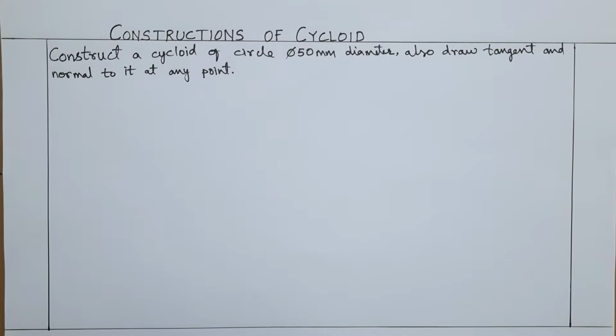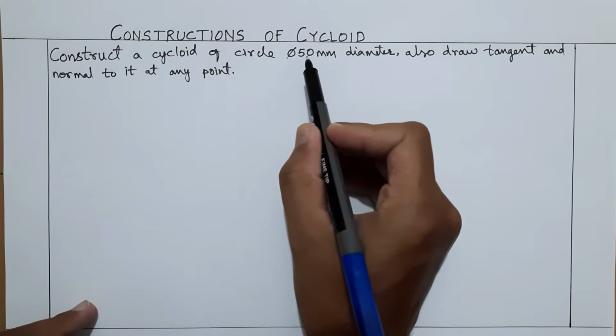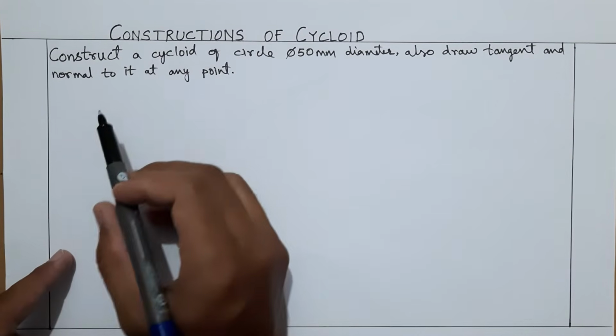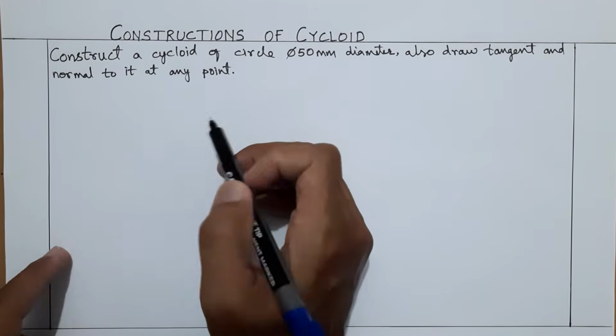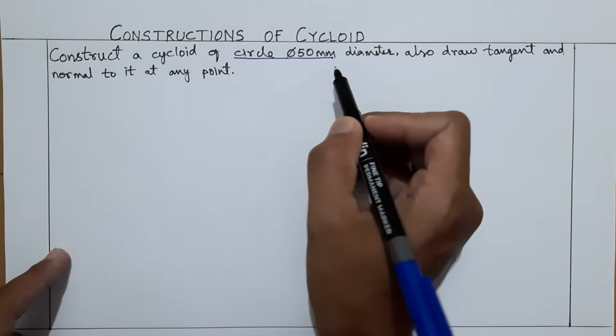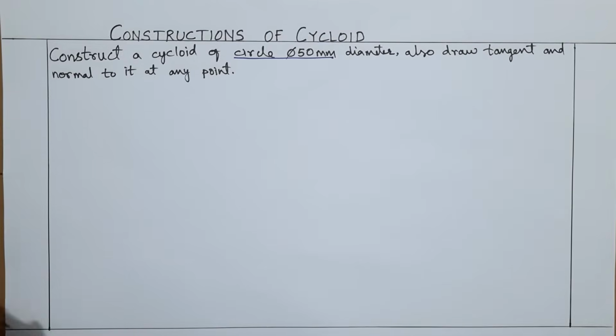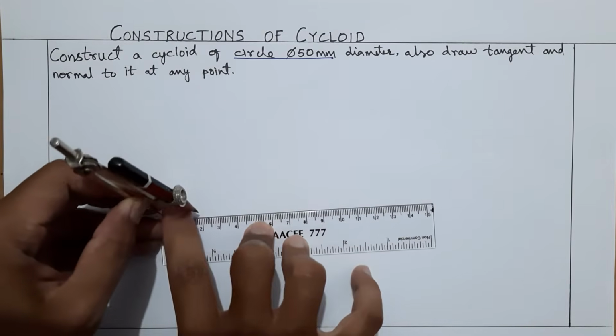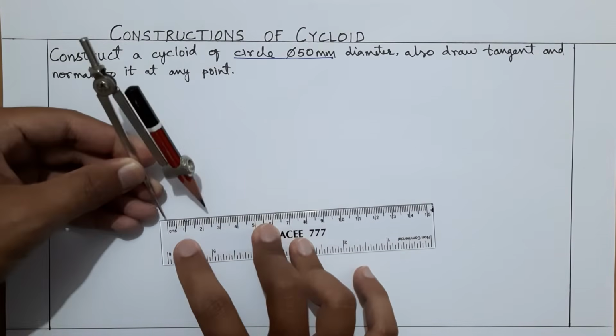In this video we will see how to construct a cycloid of a circle having 50 mm diameter. Also we have to draw the tangent and normal to the curve at any point. Okay, let us start. Circle diameter, how much have they given? 50 mm. So what you have to do first, immediately draw a circle of 50 mm diameter by taking 25 mm as radius.